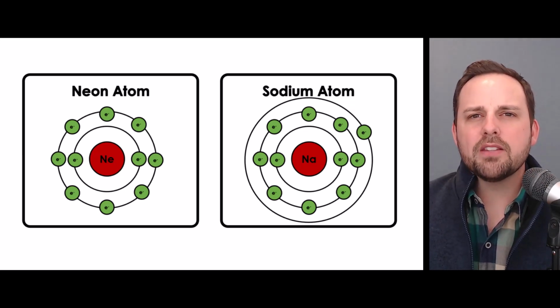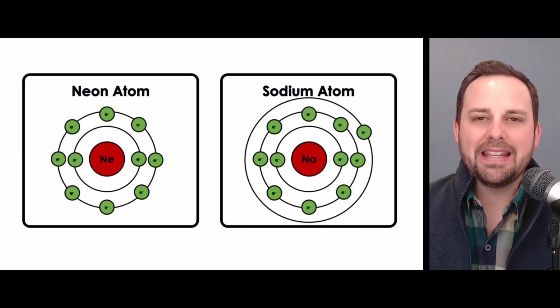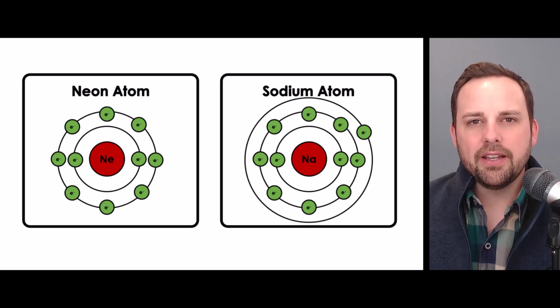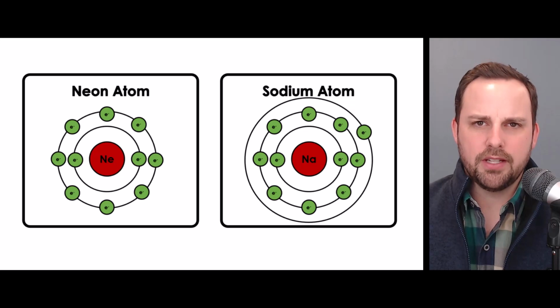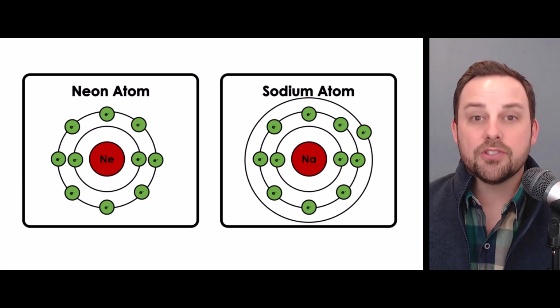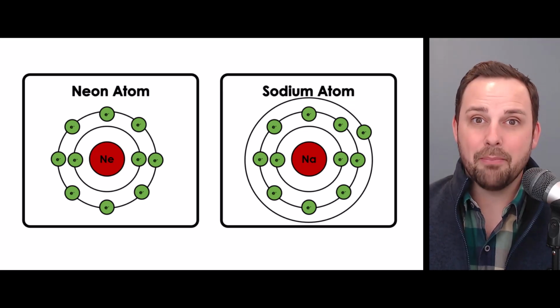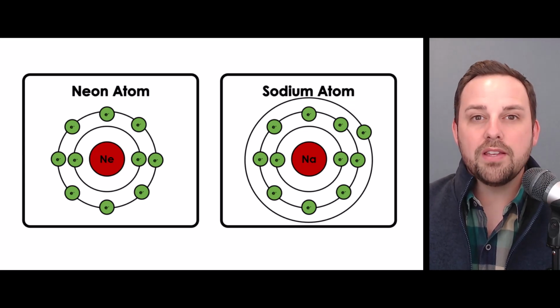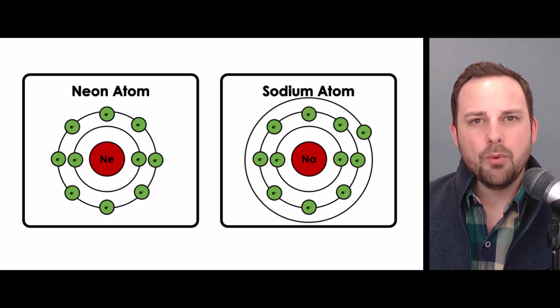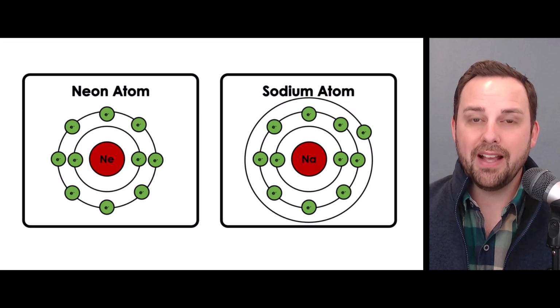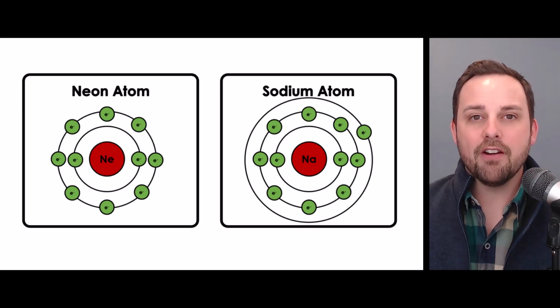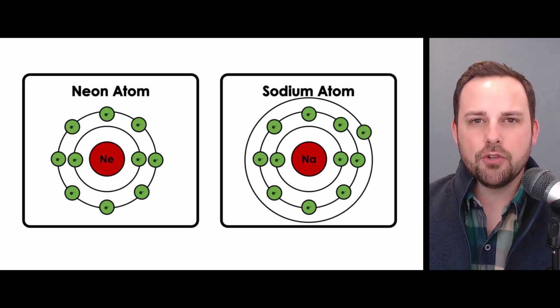And this is what makes it very different from the neon atom. Neon has 8 electrons in its outer shell, so it has no interest in interacting with other atoms. Sodium, though, is exactly the opposite. It only has 1 electron in its outer shell, which actually makes it extremely unsatisfied and very reactive. Keep that in mind because we'll discuss that in future lessons.